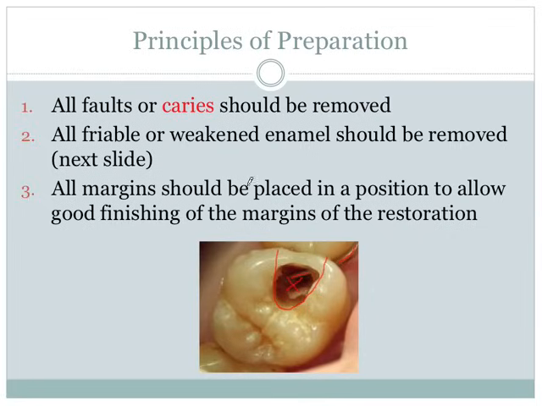Also, all margins should be placed in a position to allow good finishing of the margins of the restoration, meaning that you don't want to go too far below the gum line. You don't want to go too subgingival, because it would be very difficult to finish the margins of the restoration. You could have an overhang or have a gap between the restoration material and the tooth structure, and that can make it very easy for plaque to accumulate and for bacteria to travel into that gap.